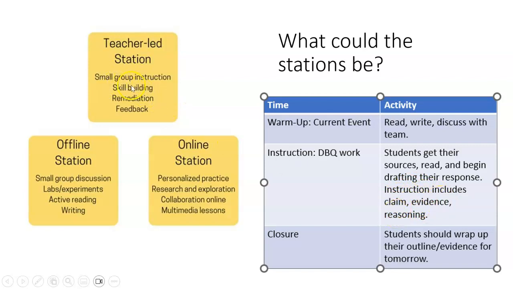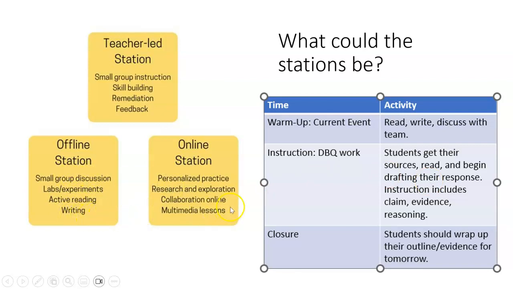And maybe that's how you divided them up. The ones that don't have a claim start with you. The ones that have a claim but need some help with their evidence would be here, so they rotate to you next. The warm-up, the current event, that could very easily be an online station where they're reading something online and they post to a discussion board on Schoology. The offline station could just be straight up drafting, or they are talking to each other about their writing, which however you wanted to do that, but it does account for writing here.